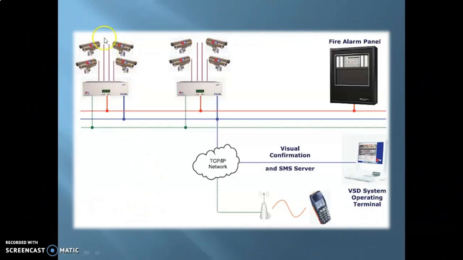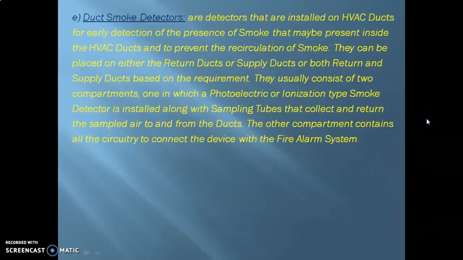You can see the cameras are connected to an analyzer unit over here as well, and then these are either connected to your command center or to the fire alarm control panel. The same thing can also be connected to your cell phone wirelessly, or through any sort of wire medium as well. Now moving on, we have the final type of smoke detectors, the duct smoke detectors.